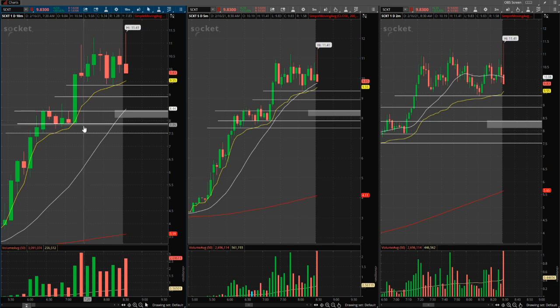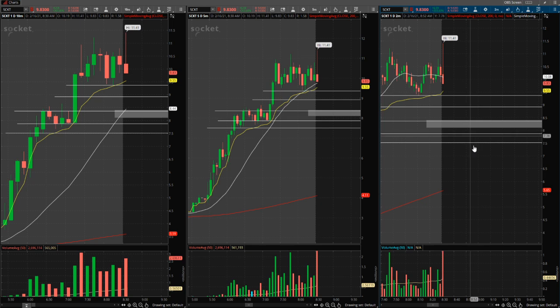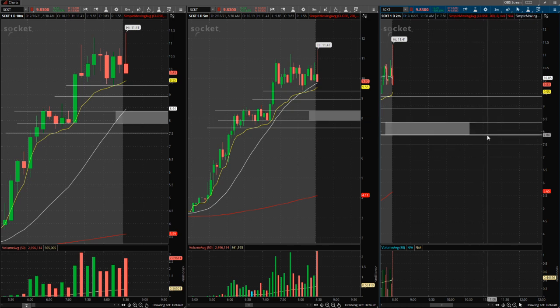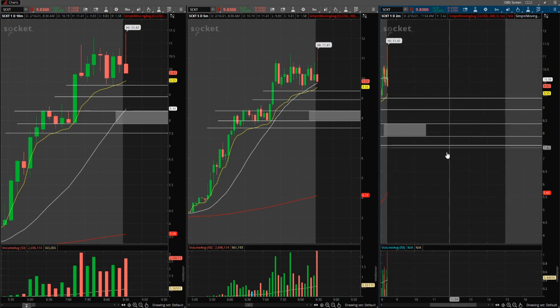But there's oftentimes you're going to see where it wicks down here and then comes right back up, and you don't want to accidentally get tapped out on a move that's just doing what the stock's natural movement would be. So yeah, after reassessing here and taking a look, I would say that 8.35 down to 8.7 would definitely be the preferred zone.